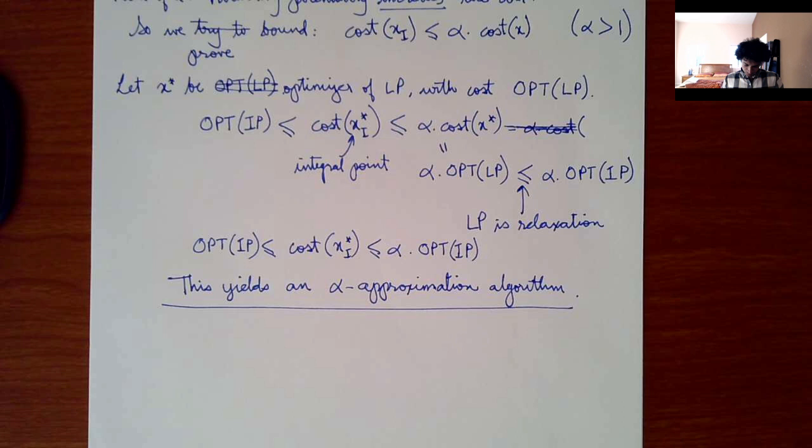Okay, so this is an alpha approximation algorithm. There is one more important definition that I want to give before we actually talk about randomization, which is we can ask, what are the limits of such an approach?